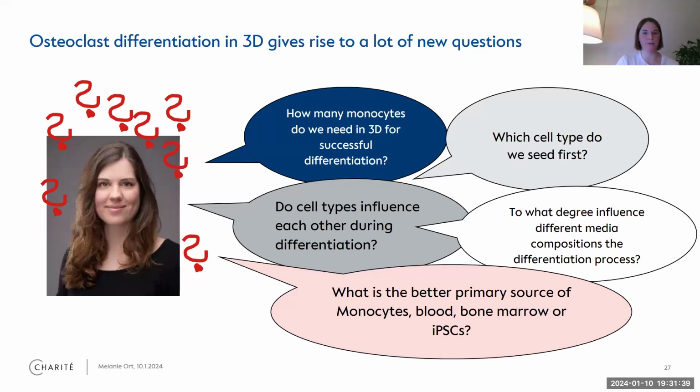And then what is the better source of monocytes? Because I showed you that they're in the blood, in the bone marrow, and you actually have stem cells.